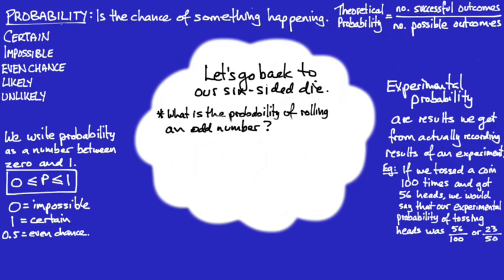What's the probability of rolling an odd number? There's 3 of them, 1, 3, and 5. So the probability equals 6 possible outcomes, and we have 3 successful outcomes, which calculates to be half or 0.5.